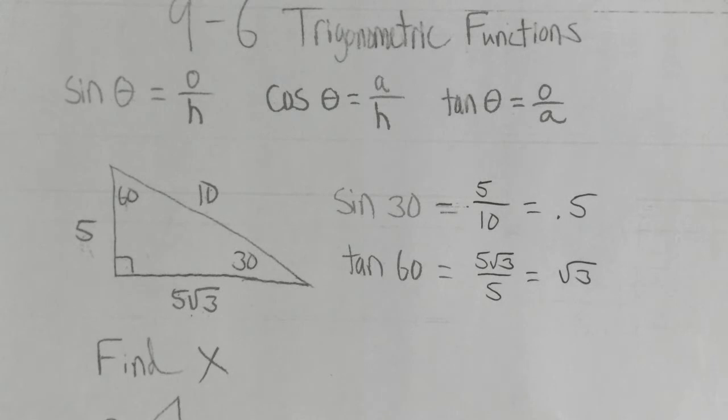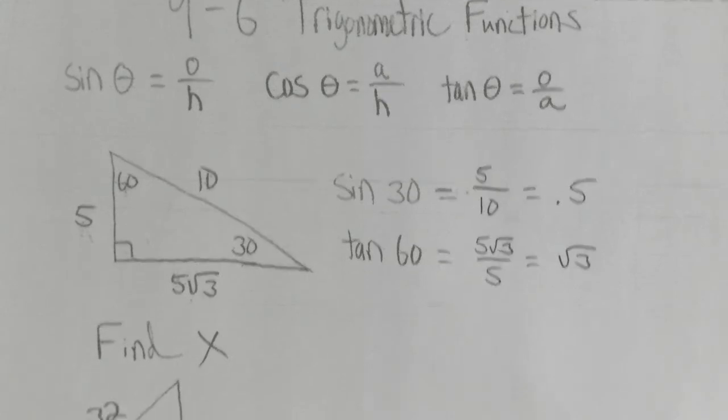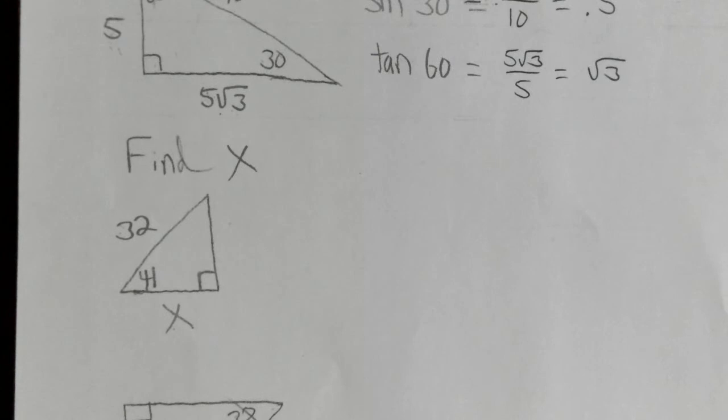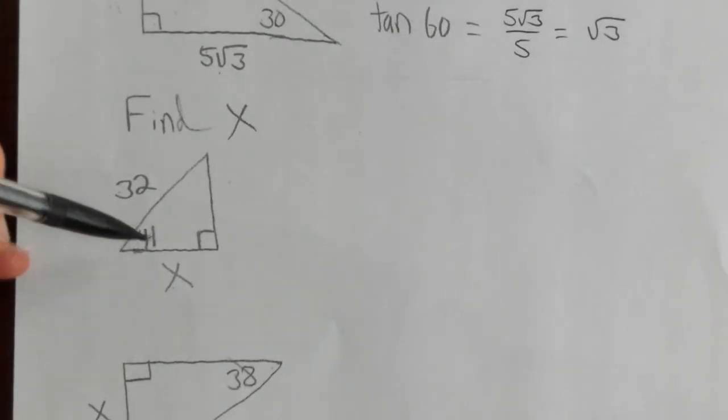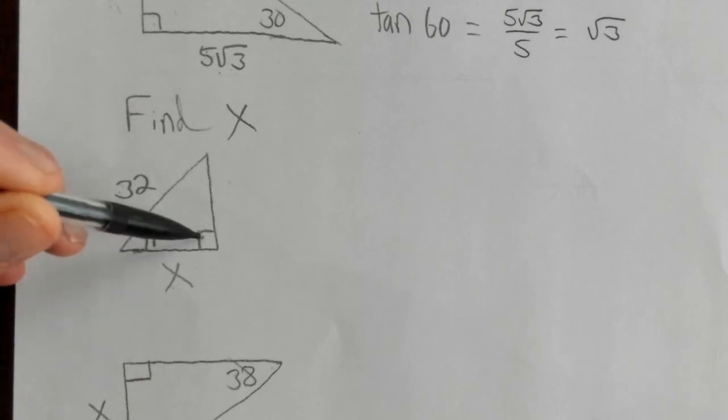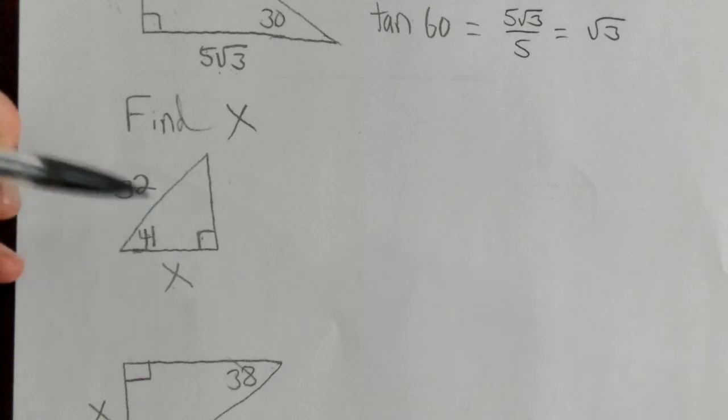All right, so now how do we actually use these equations to find something that's missing in a triangle like this, for example? Okay, so they've given me one of these angles here, actually two because this is 90. Because remember, to use the trig functions, it has to be a 90-degree triangle.